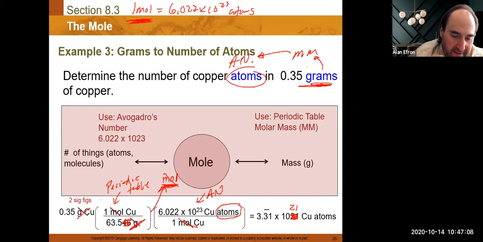In terms of sig figs, probably again, like in most cases, if you go with the sig figs your original number has, you'll probably be in okay shape there. So I better check this number just to make sure. So 0.35 times 6.022 times 10 to the 23 divided by 63.55. And we do get 3.3 times 10 to the 21. And again, that should probably be your final answer in terms of sig figs.